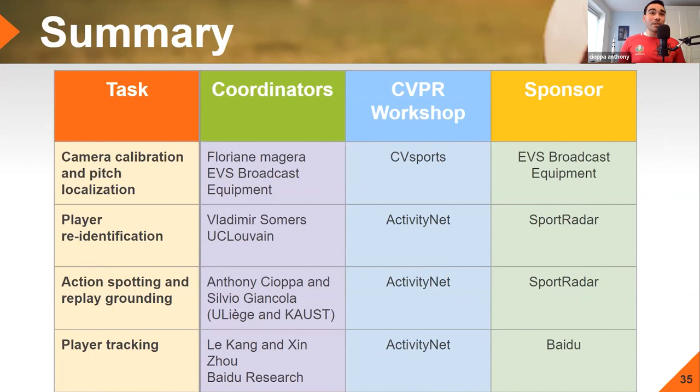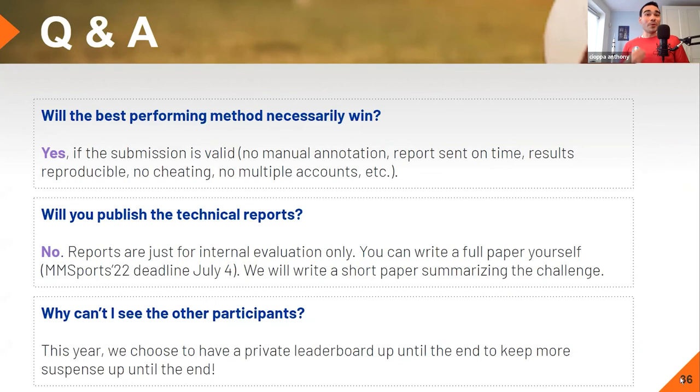The first one is, will the best performing method necessarily win? The answer obviously is yes, but only if the submission is valid. So if you've made no manual annotations on the challenge set, if your report is sent on time, if your results are, or at least we think are, reproducible, and if there's no cheating in any way, no multiple accounts, for instance.